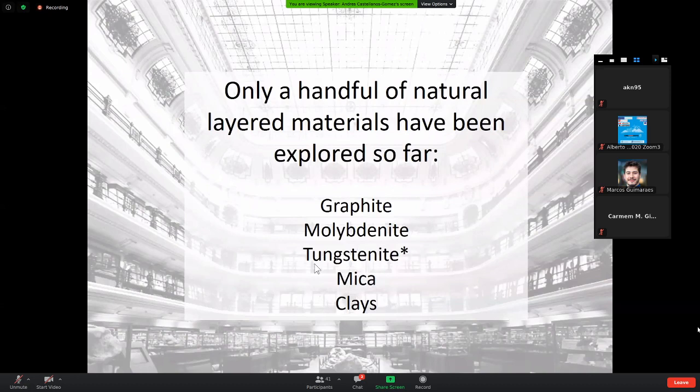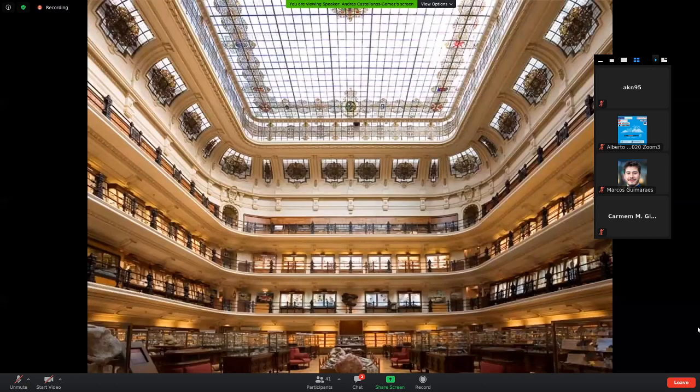There is also tungstenite, but it's really rare, and I think there are only 1 or 2 papers on natural tungstenite. But there is a full class of layered minerals that almost nobody has explored so far.